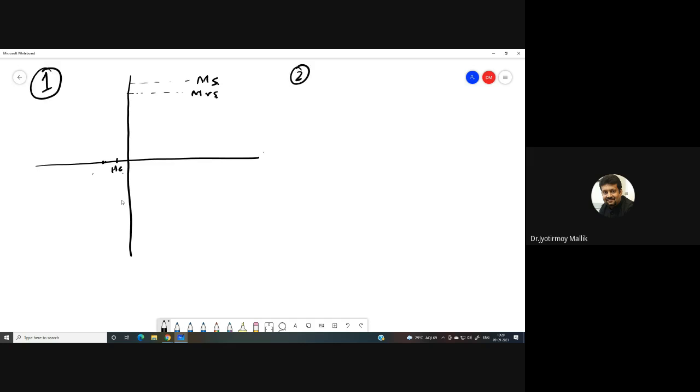And in case number 2, I'm not drawing the hysteresis loop. You can figure out how the hysteresis loop will look, but here are my constraints. In the second case, here is my MS, here is my MRS, and the HC value is fairly large.